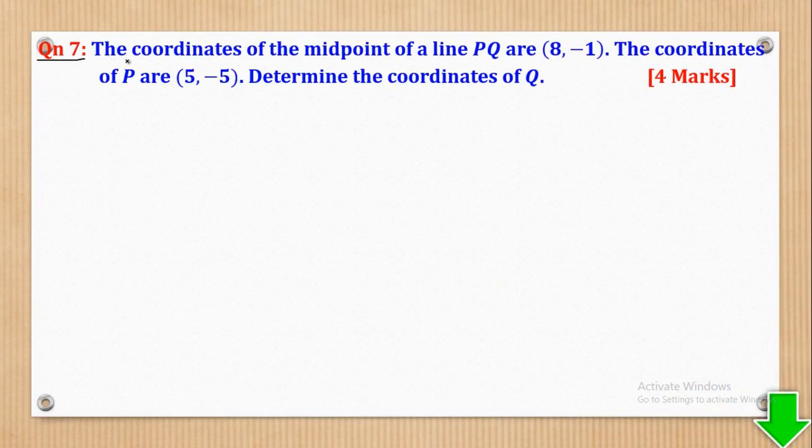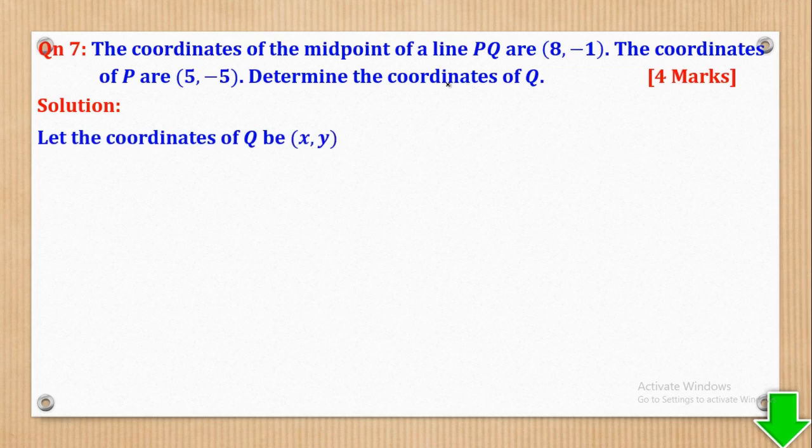So question 7 says the coordinates of the midpoint of a line PQ are (8, -1). The coordinates of P are (5, -5). Determine the coordinates of Q. So they have somehow interchanged, because we have been used to being given 2 coordinates and they ask for the midpoint. Now they are giving you 1 point and also the midpoint.